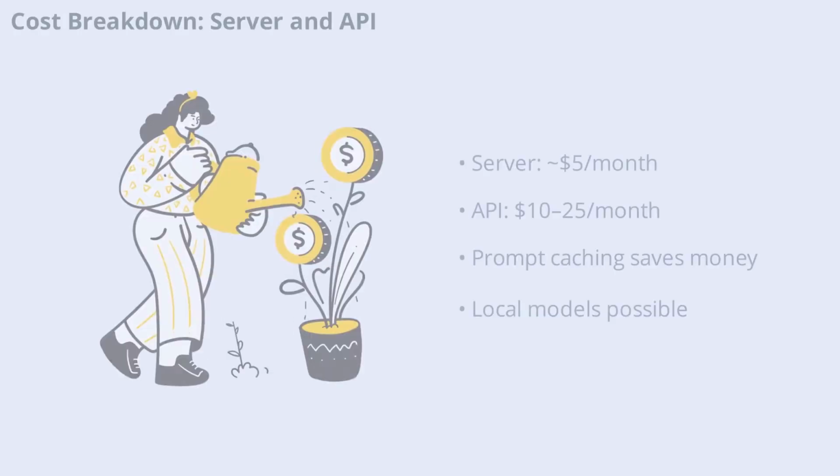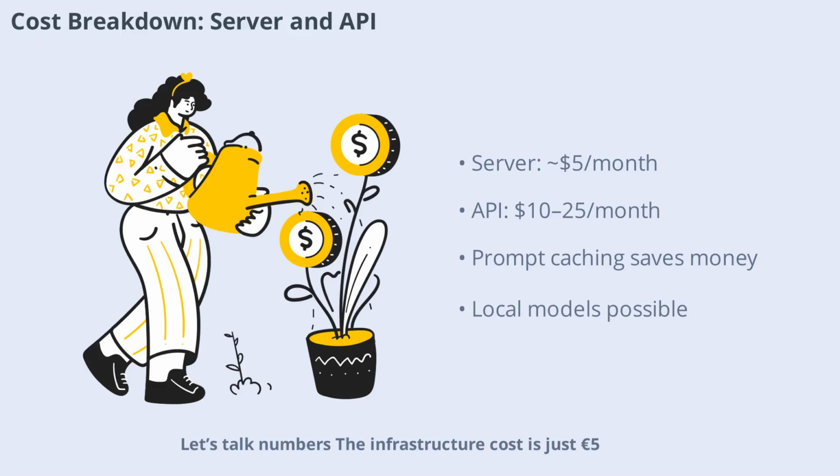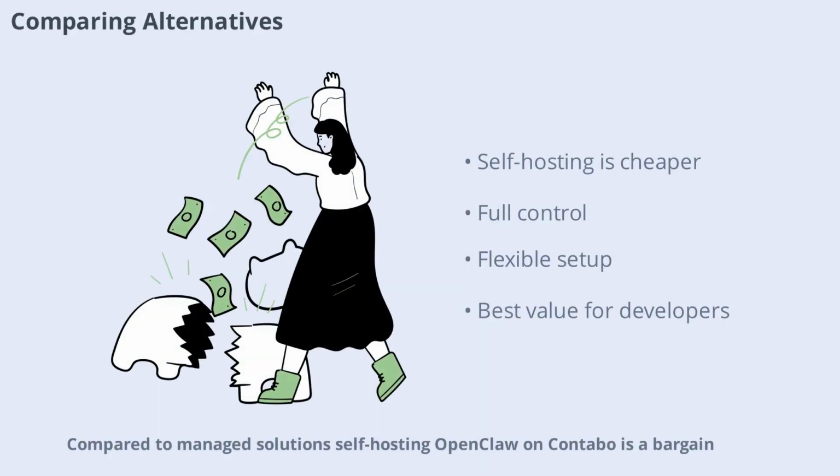Let's talk numbers. The infrastructure cost is just €5.36 per month for the server. The real variable is the AI model API usage, which depends on your workload and model choices. Smart routing helps keep costs down, and prompt caching avoids unnecessary charges. For moderate use, expect a total monthly cost of $15.30, including both server and API. If you have enough RAM, you can even run local models for zero API cost, though with some trade-offs in quality.